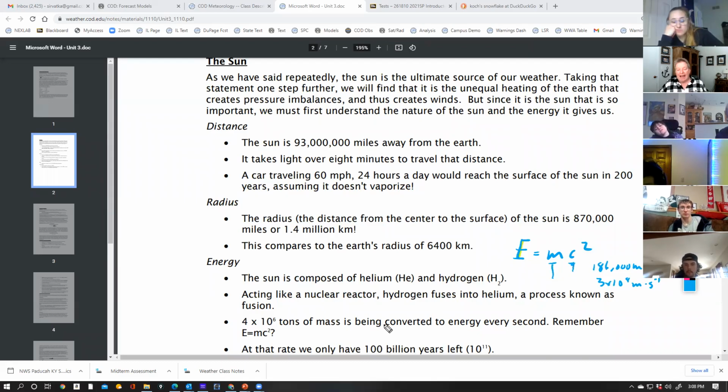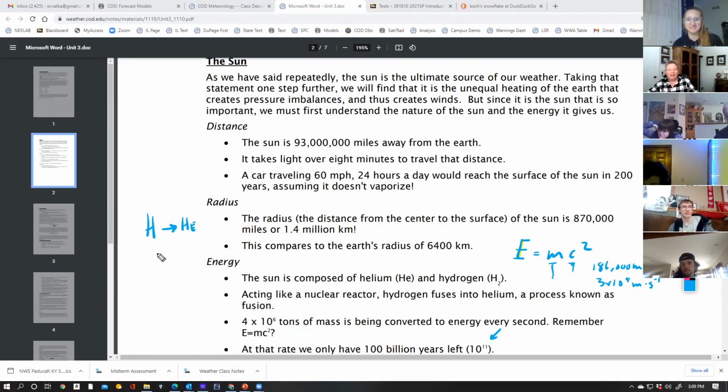And then we have mass converted into this. So hydrogen becomes helium, and in doing that fusion, it destroys mass. Mass destroyed creates energy. It is so dense. There is so much mass. We only have about 100 billion years left before the sun will burn itself out. So we're limited. Don't make plans for the future.